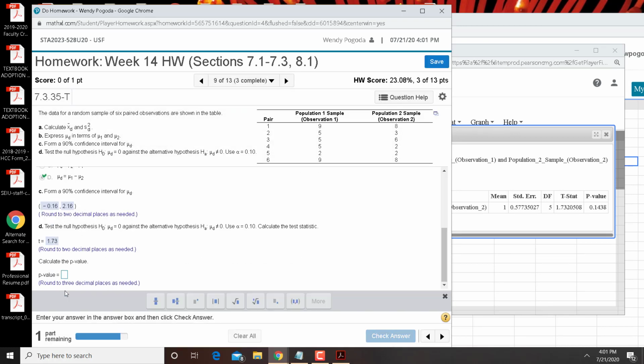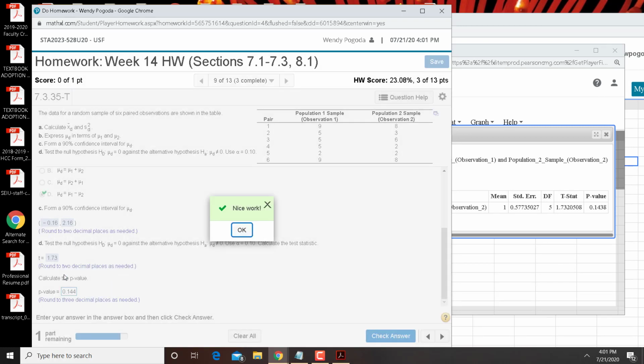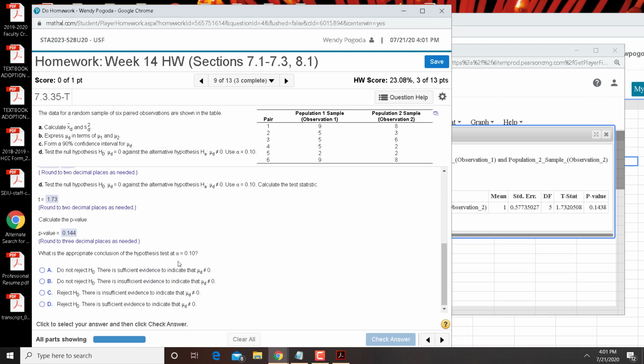The p-value, it says to round to 3 decimal places, is 0.144. And so our conclusion: our alpha value is 10%, our p-value is 14%, so our p-value is bigger than our alpha value, which means do not reject H0, which means there's insufficient evidence that there's a difference.